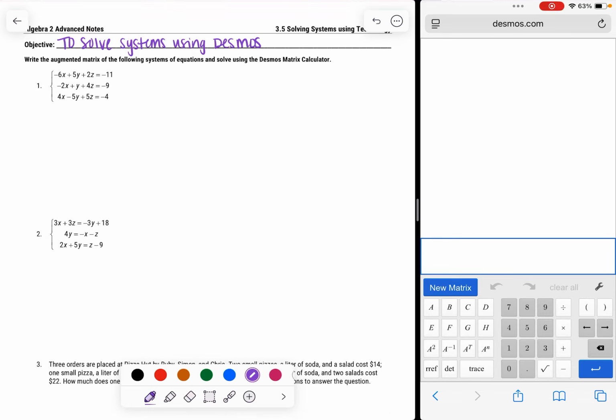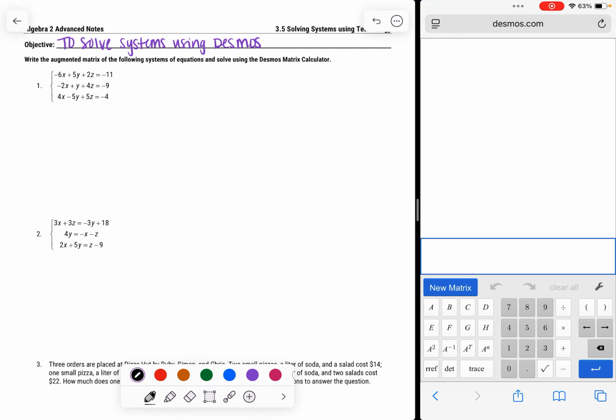Welcome to 3.5 Solving Systems Using Technology. So we are going to go ahead and solve systems using Desmos today. Now, just as a disclaimer, not every single one of the problems on your test is going to be solvable with Desmos. We will have some like what we did in 3.1 to 3.4, where you will have to show work and do it by hand. There will be problems that we say you can use a calculator on, and these are the ones where Desmos is going to come in handy.